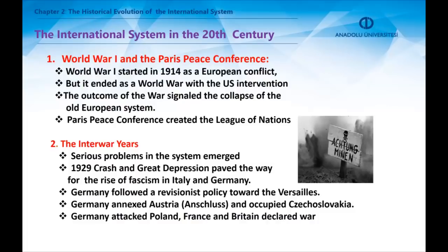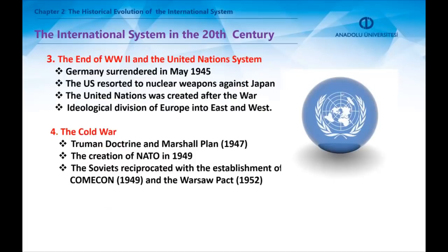However, we had some very serious problems in the system in the early 1920s, such as the world crash, the stock exchange crash. I mean the New York Stock Exchange crash in 1929 and the Great Depression. These problems, in fact, paved the way for the rise of fascism in Italy and Germany. Germany attacked Poland in September 1939, and the Second World War started.